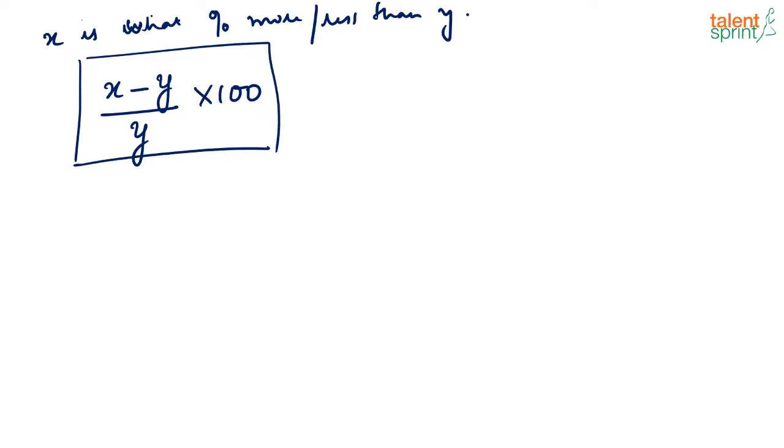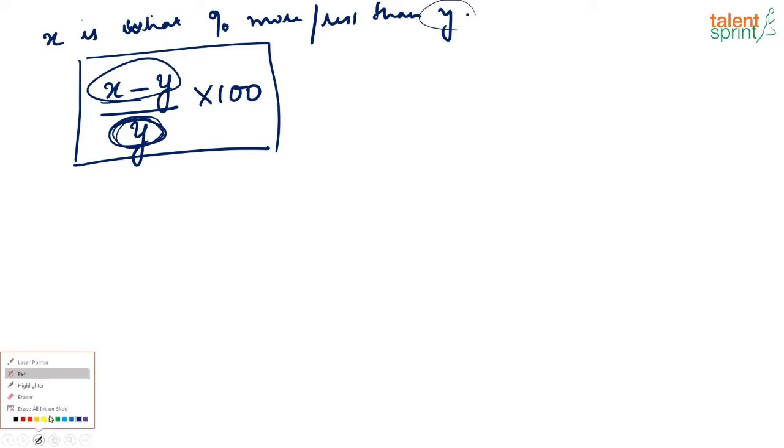See, what are they asking? They are asking X is what percentage more or less than Y. So remember that they are asking what percentage X is more or less with respect to Y. So you should always take Y in the denominator. On the top, it has to be the difference between X and Y. If Y is greater than X, then you do Y minus X. If X is greater than Y, then you do X minus Y. But remember, in the denominator, it has to be Y.